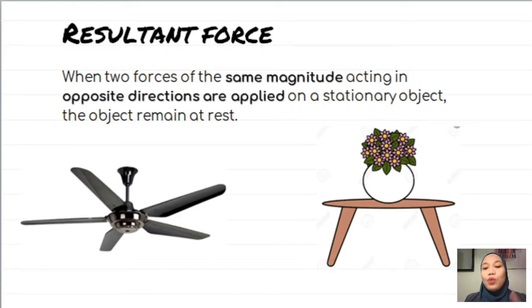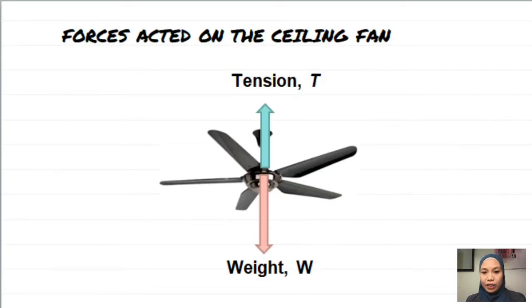That is why we need to learn the free body diagram. So what is a free body diagram? A free body diagram is a diagram which is used to show the relative magnitude and direction of forces acting on an object. For our example here, the ceiling fan, we have two forces acting on it, which are weight, always directed towards the center of gravity, and the second force is the tension, which is the force exerted by the cable.